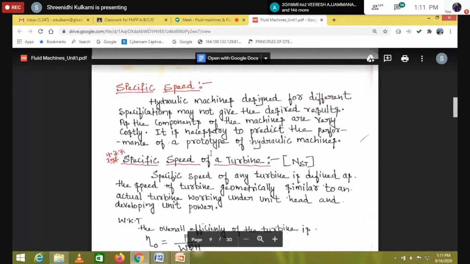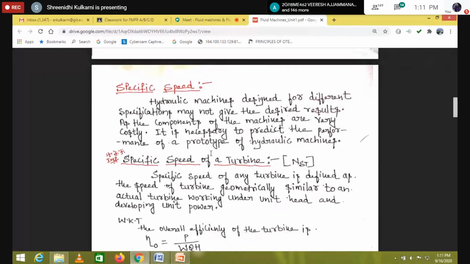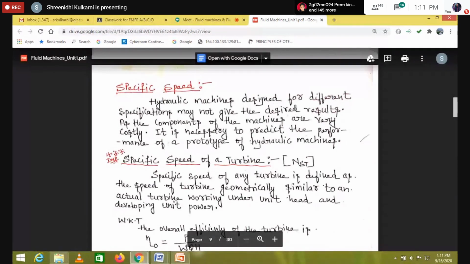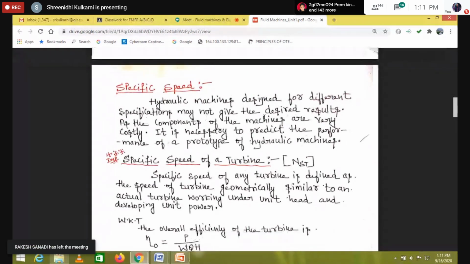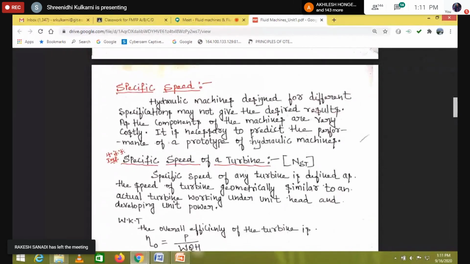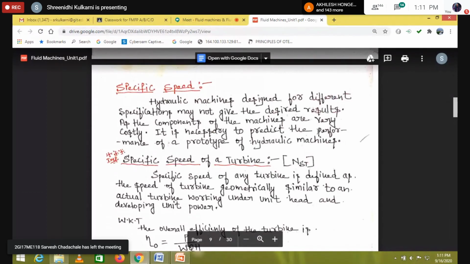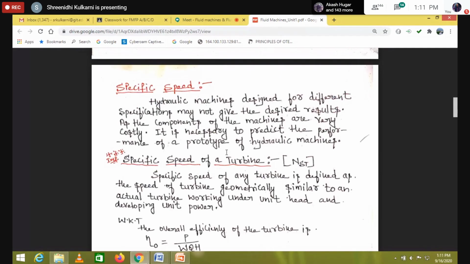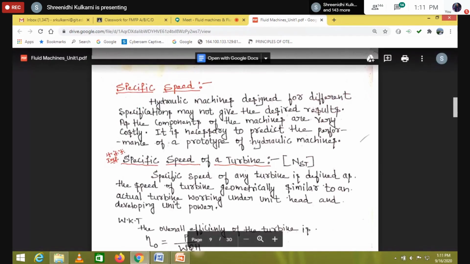Whatever this specific speed is, it is a dimensionless term. But it will predict which type of turbine is suitable for a particular region. That's why a hydraulic machine designed for a different specification may not give the desired results, as the components of the machines are very costly. It is necessary to predict the performance. Only to predict the performance, the prototype of the hydraulic machine is there. So that we can call it the specific speed.